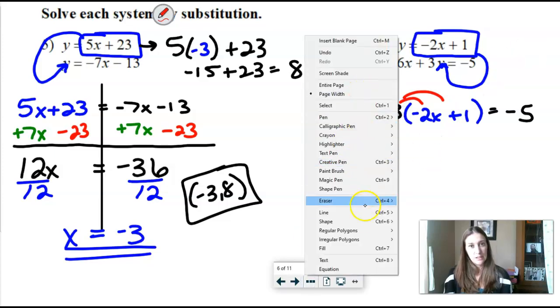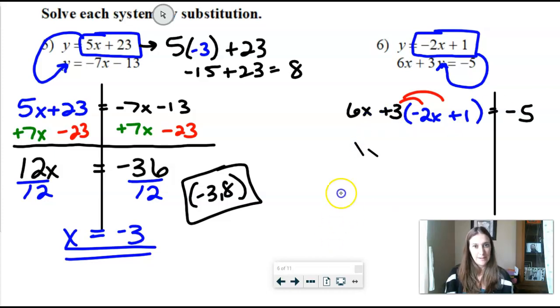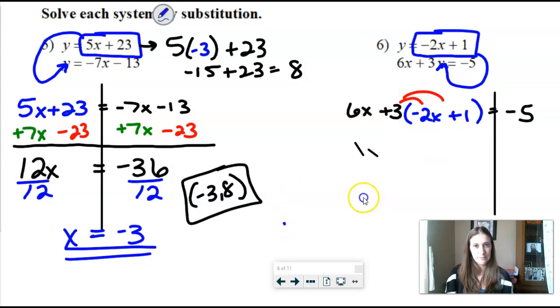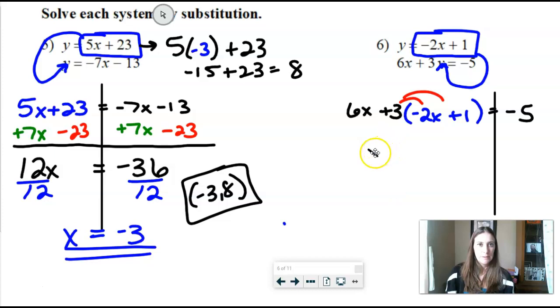I think a line would help me out. I think anything would help me out at this point. All right, this becomes 6x. Oh, that's not helpful. Okay. Got line segments going on. Let's delete that.